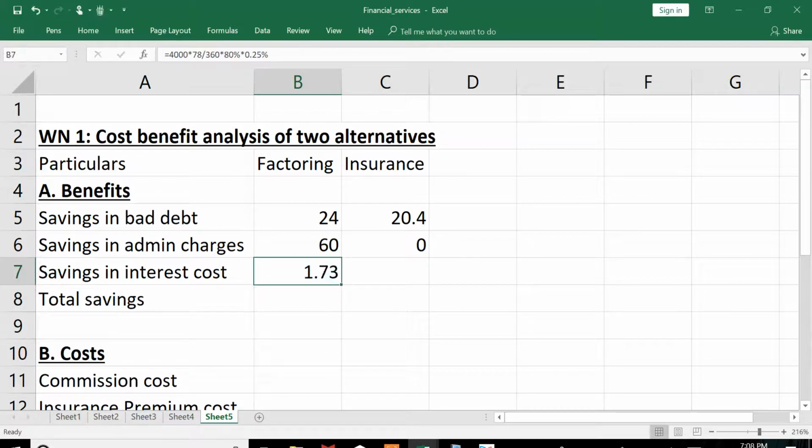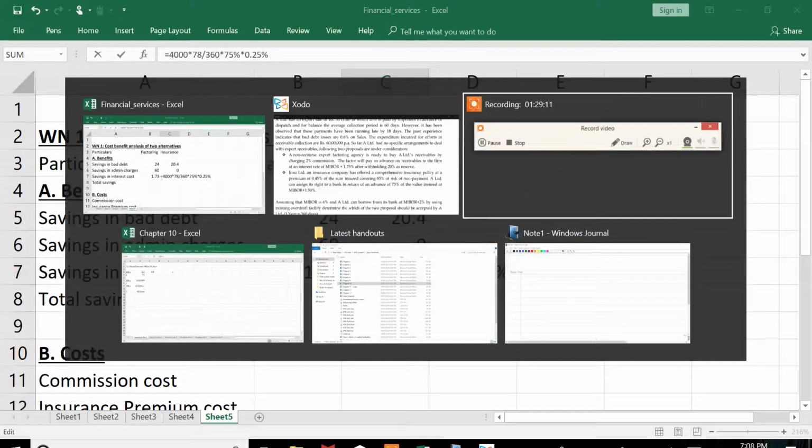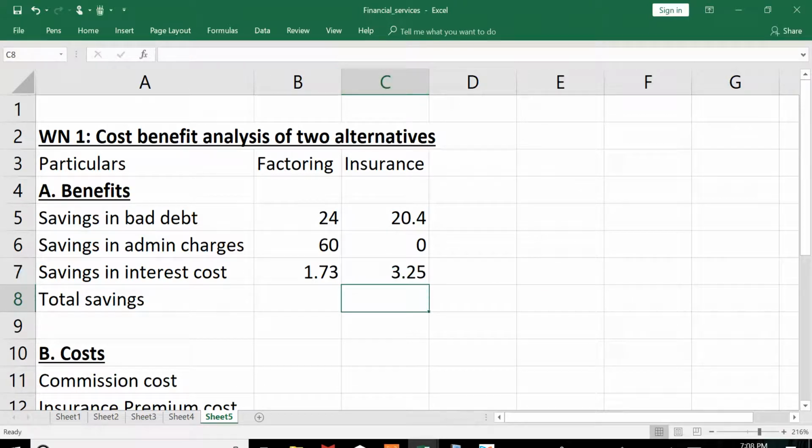Now other side again into 78 by 360, but this guy is ready to give me loan only to the extent of 75, and he gives me a loan at what rate? 1.5. So he helps me saving 0.5%. This guy helps me in saving 0.5%.